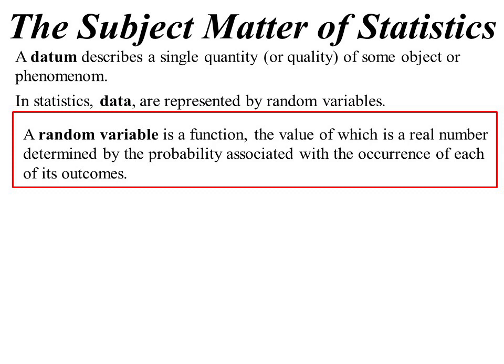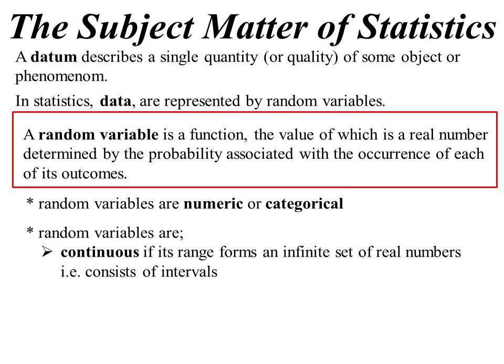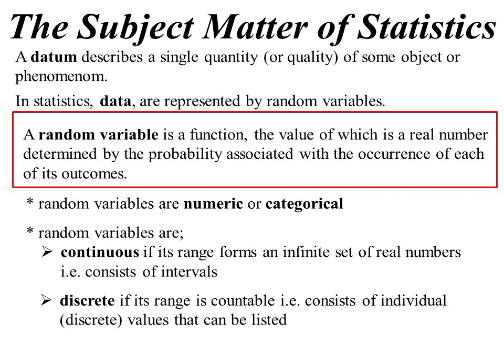And what's a random variable? It's basically a function determined by the probability of the event happening. Random variables can be numeric. We like those ones because we can do calculations, but they could be categorical as well, eye colour, whatever. Random variables are continuous if the range of this function is an infinite set of real numbers. It consists of intervals. It'll be discrete if it's what we call countable. So it consists of individual values.